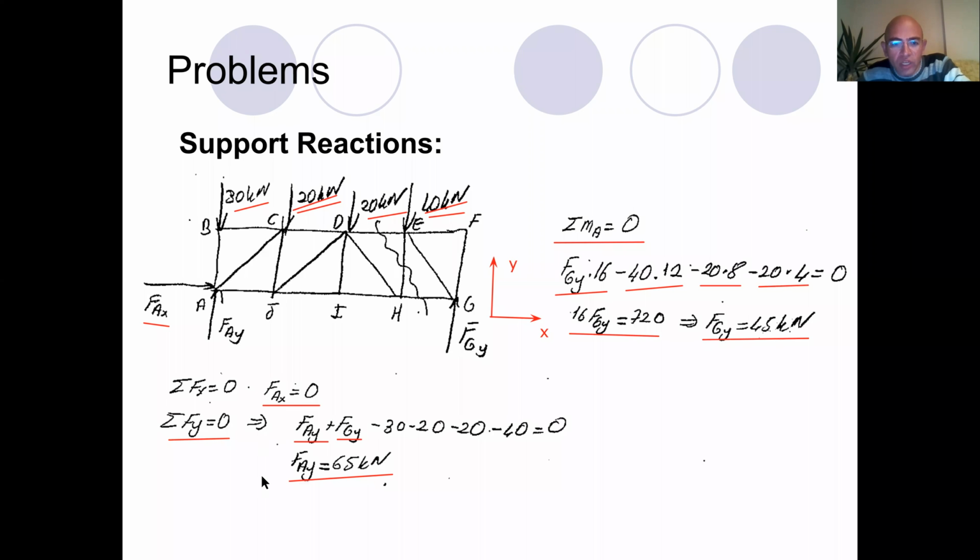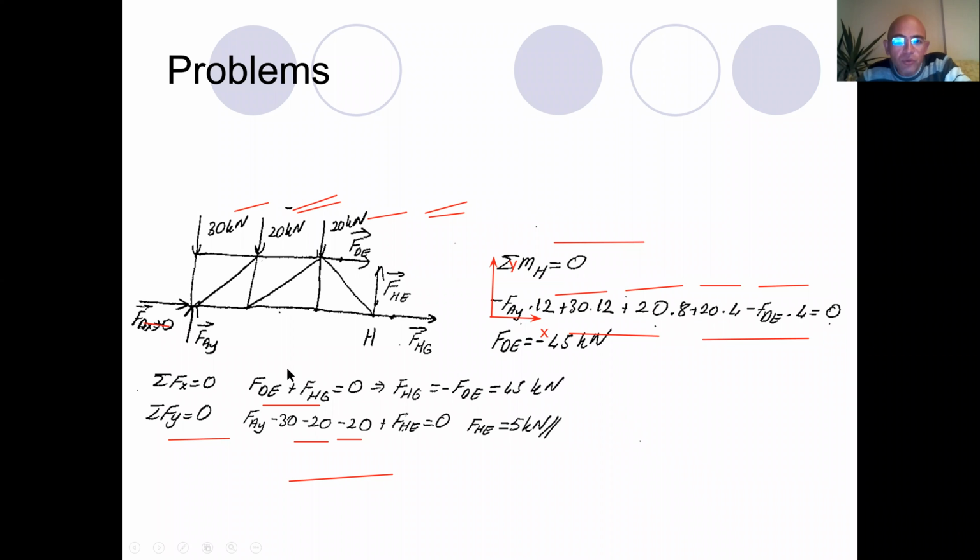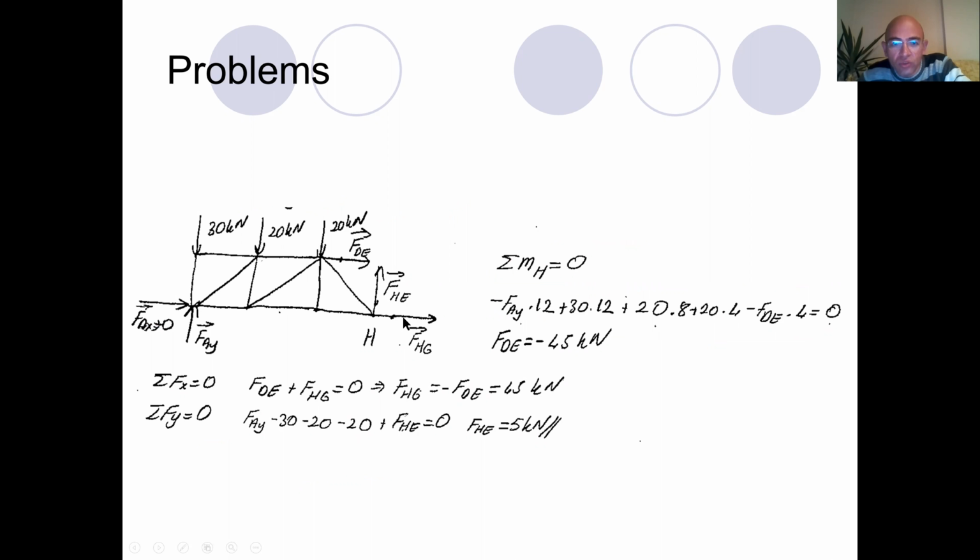Okay, now we have found the support reactions. In fact, we made the cut, and again, we can choose either side. I prefer to choose the right-hand side for the calculation of the forces in members FDE, FEH, and FHG. Again, I put the forces. FAX is 0, remember that. So first, I take the moment with respect to H, because at point H, I have two forces, FHE and FHG. Taking the moment with respect to joint H will eliminate the forces that act at this point, and I will be left with only FDE.